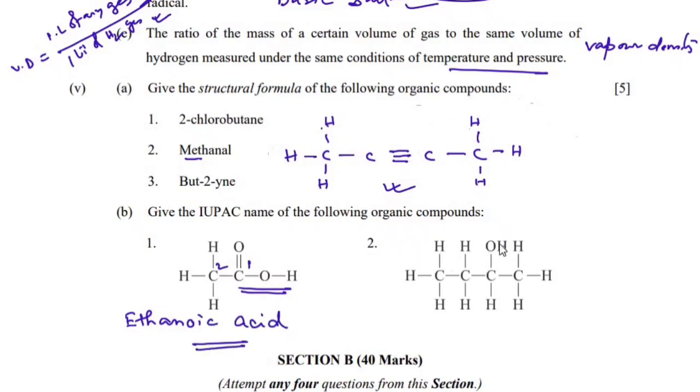Here OH is the functional group, OH at position 2 from the right side. There is no other substituent, only the functional group OH, therefore it is an alcoholic compound. Now the number of carbon is 4, that is butan-2-ol. Okay, butan-2-ol or 2-butanol, anything.